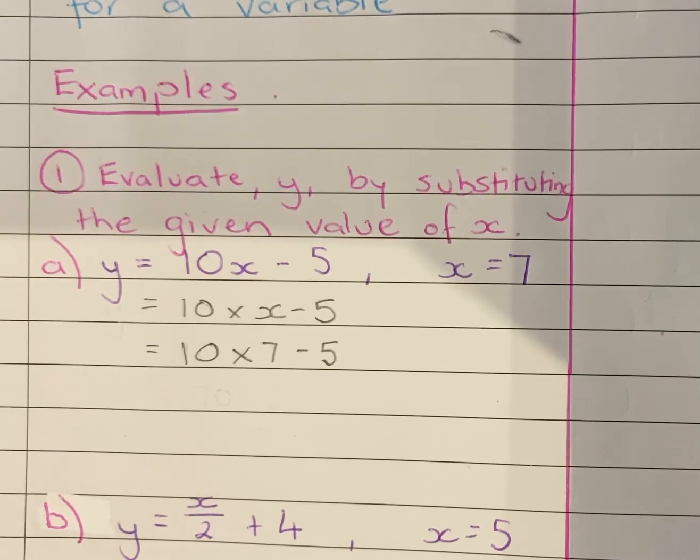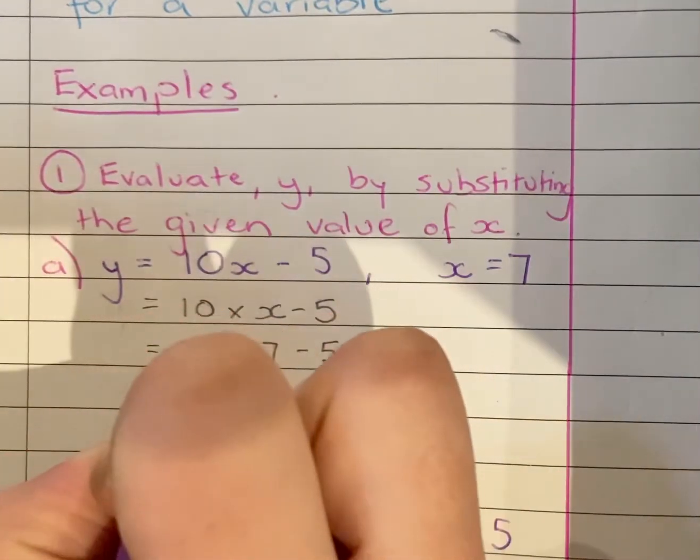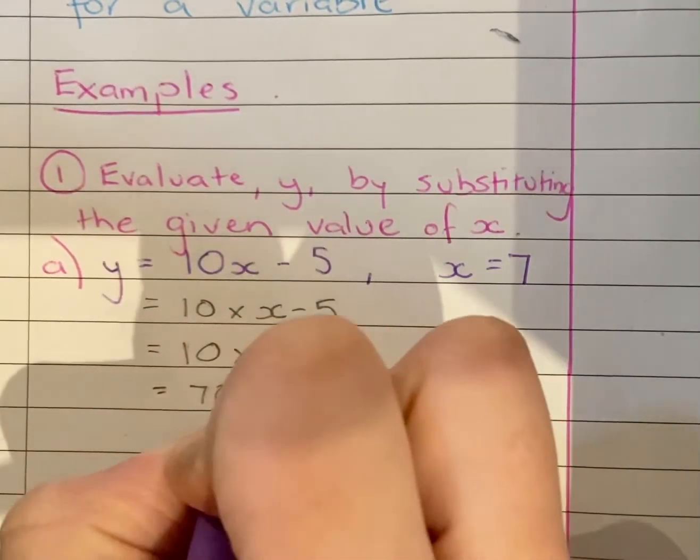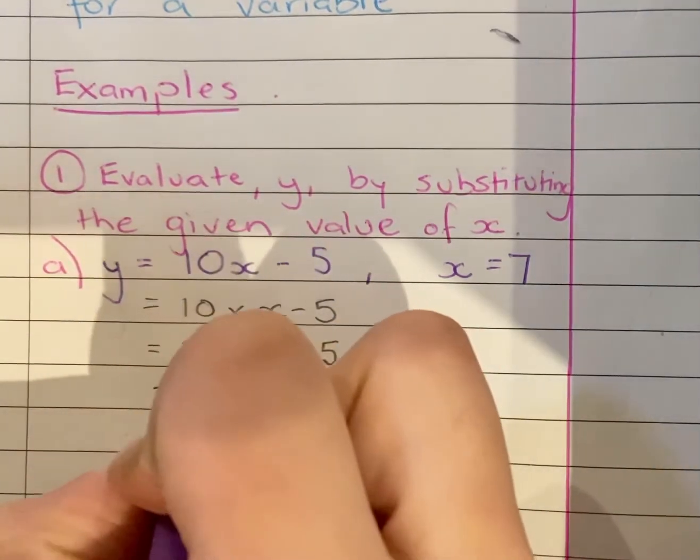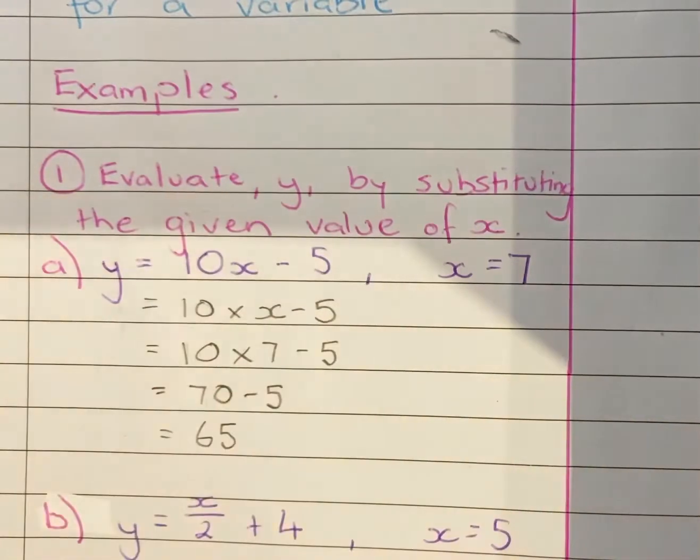So 10 times 7 take 5. There's no brackets, there's no indices. And my first division or multiplication is 10 times 7. So I replace that with the answer, which is 70, and rewrite the rest of my question, which is to subtract 5. I then solve my very last bit, which is to subtract 5 from 70, and that leaves me with the answer 65.